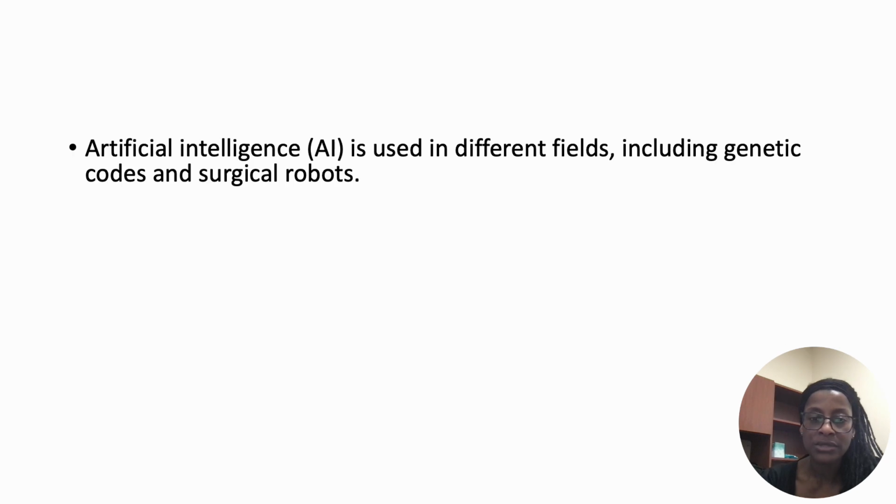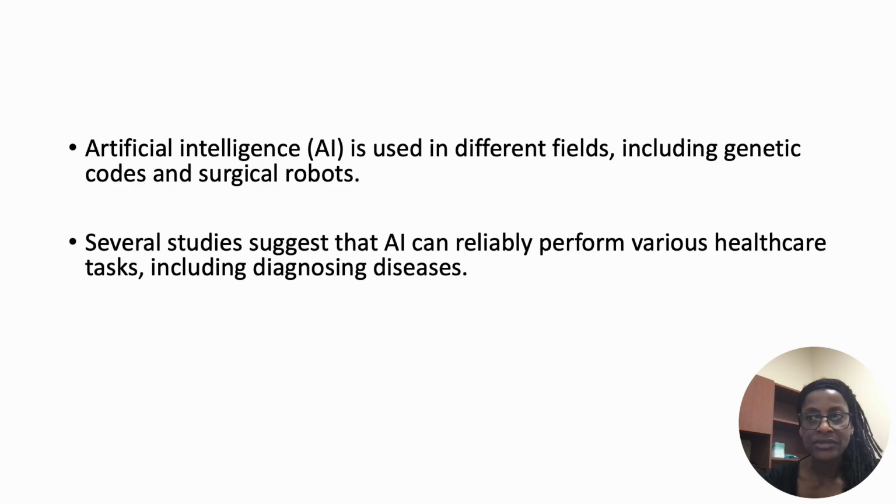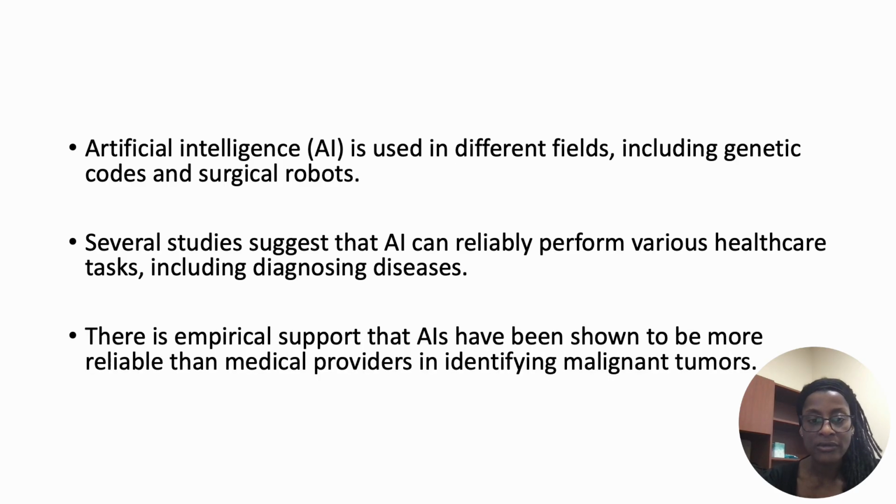Artificial intelligence is used in different fields, including genetics and surgical areas. Several studies have shown that AI can reliably complete various healthcare-related tasks, including diagnosis of disease conditions. There is also evidence to show that AI can be more reliable in certain areas in comparison to a human provider. For example, in identifying malignant tumors, AI has been shown to be more accurate than human providers.